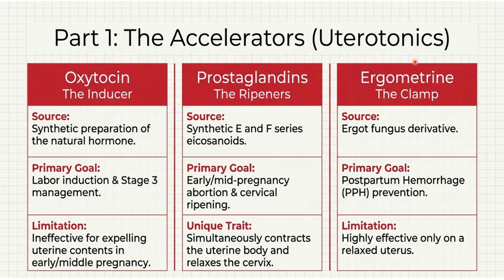For ergometrine, which is usually derived from ergot fungus, the primary objective of using it is to prevent and treat postpartum hemorrhage after the delivery of the placenta, but it is only effective on the relaxed uterus. It does not usually affect the contracted uterus, and it leads to a sustained continuous type of contraction, in contrast to oxytocin, which leads to a rhythmic intermittent type of contraction.